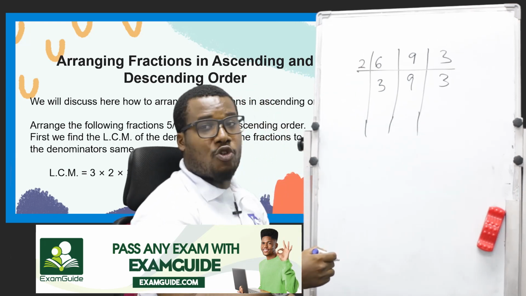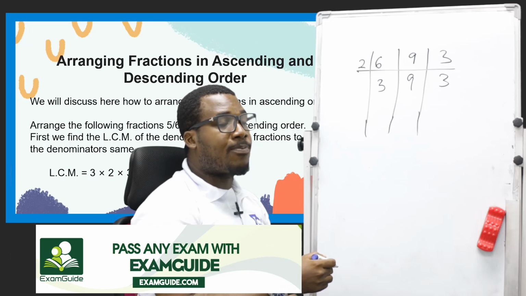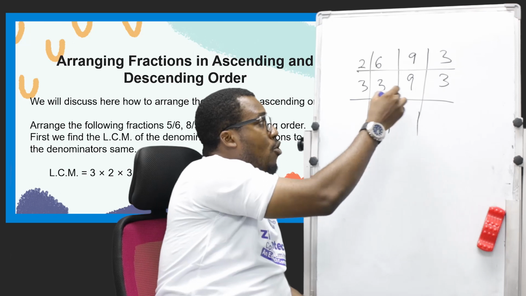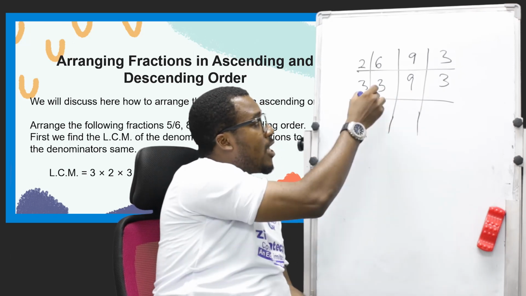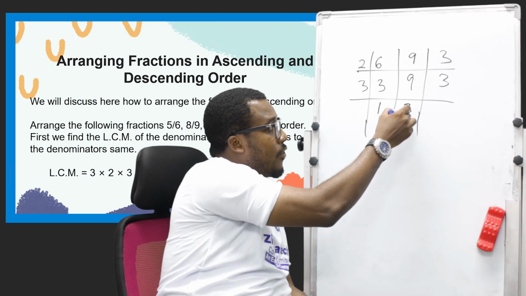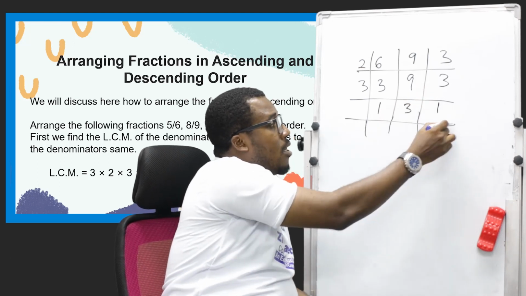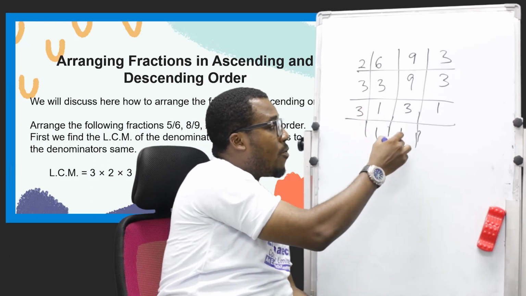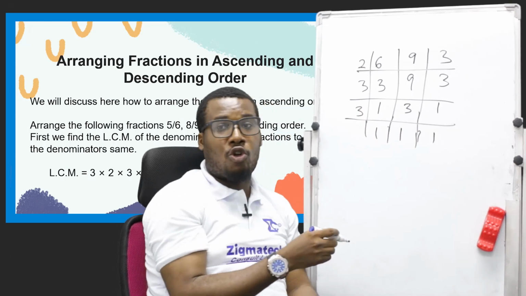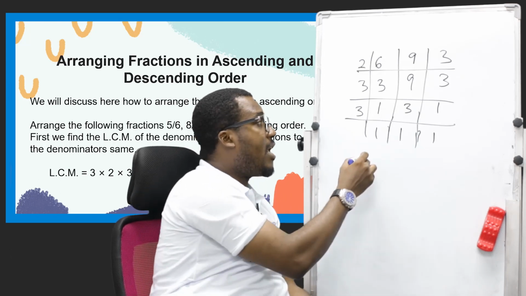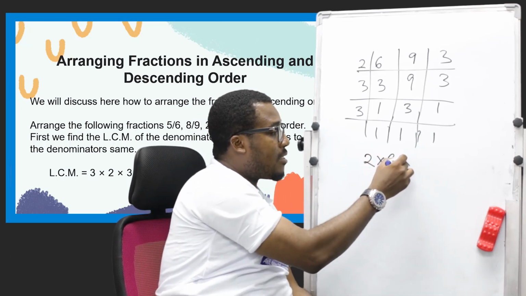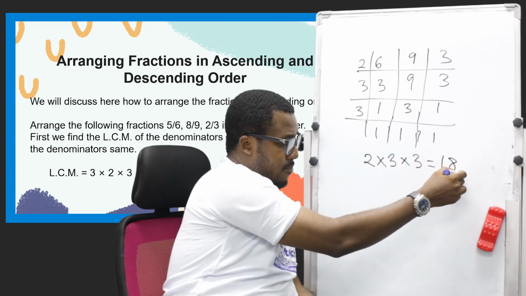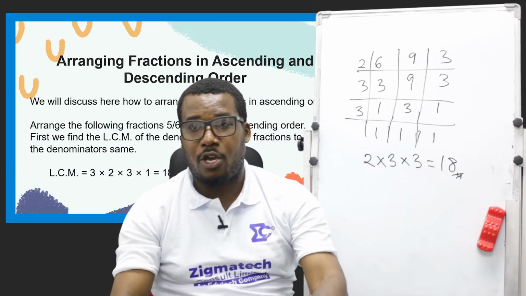Now 2 can no longer go, so you find the next possible lower number that can go through. You find 3. 3 can go into everybody here. 3 into 3 is 1, into 9 is 3, into 3 is 1. And finally, you use 3 again. 3 can go into everybody here to be 1, 1, 1. And you find that your LCM is 2 times 3 times 3, which will give you 18, as you can see on your screen.